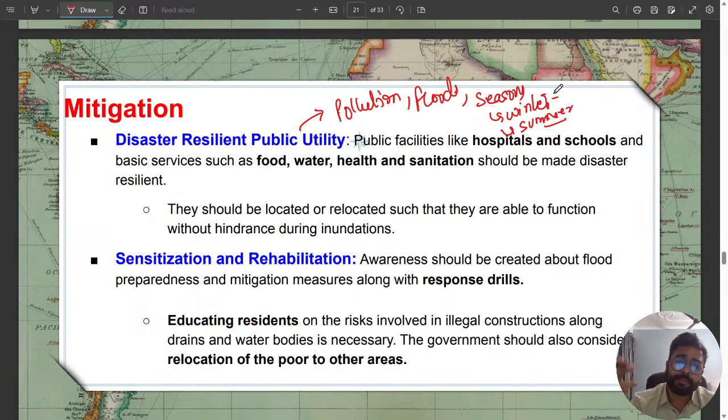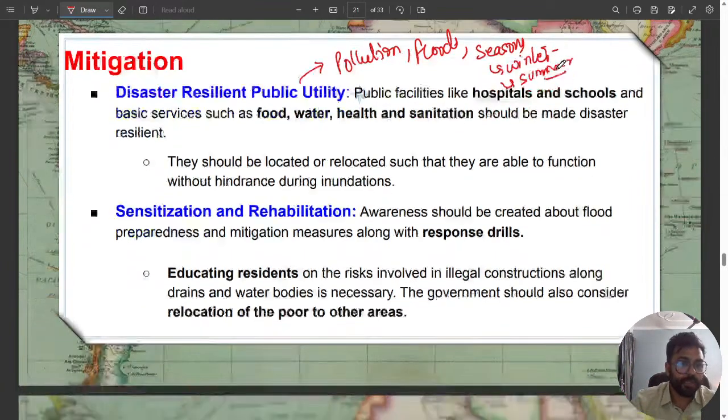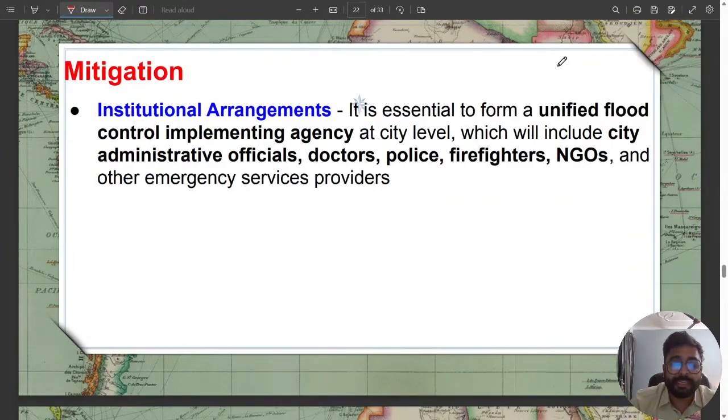And then the next mitigation strategy is sensitization and rehabilitation. We need to sensitize people, we need to rehabilitate people, we need to spread awareness, we should make them realize how disastrous floods are to them. Okay, so these are some mitigation strategies.